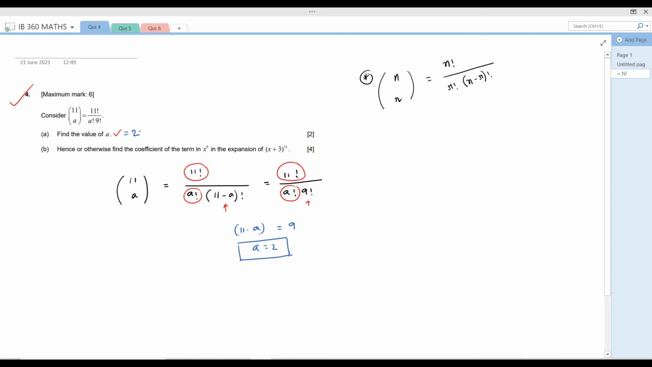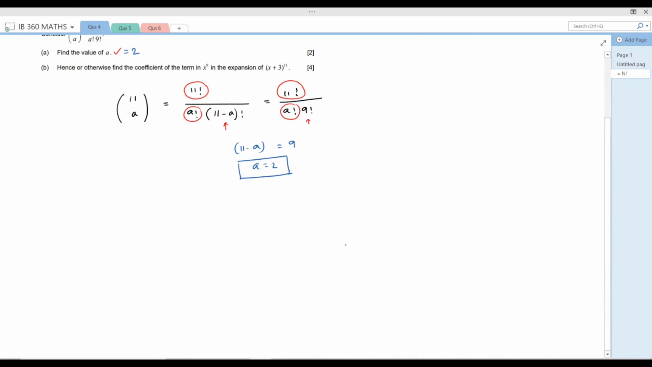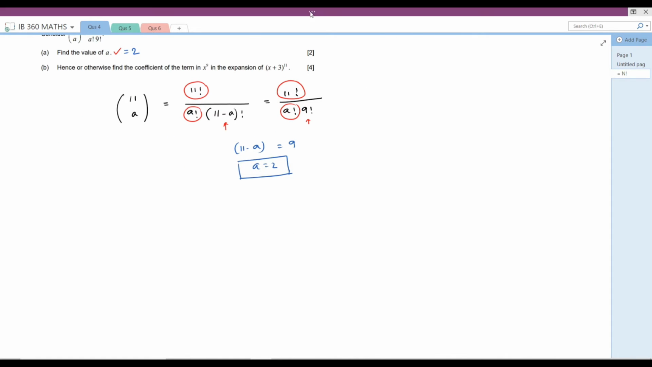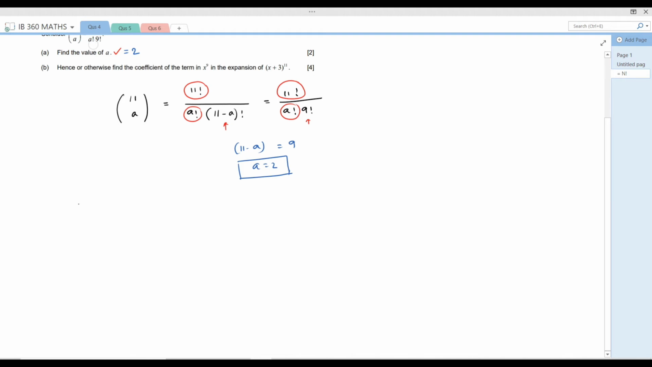Now, hence or otherwise, find the coefficient of the term in x to the power 9 in the expansion of x plus 3 whole to the power 11. Okay, so this is one expansion. We have to expand x plus 3 whole to the power 11, where we have to find out the coefficient of x to the power 9.